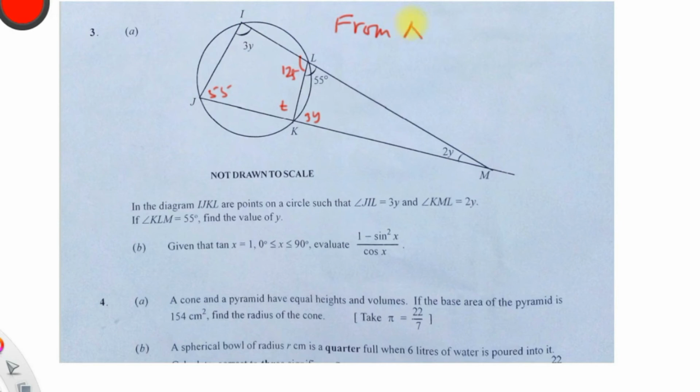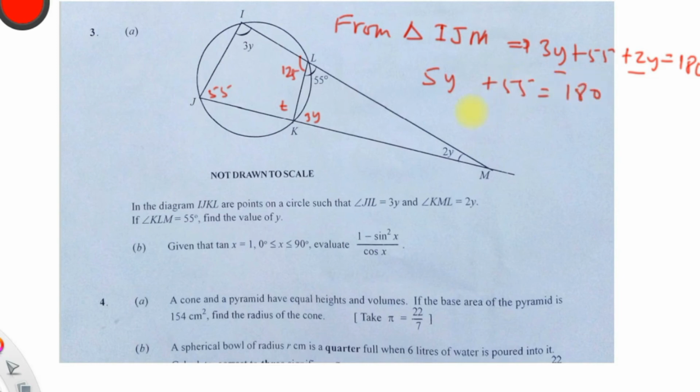From triangle IGM, it implies that 3y plus 55 plus 2y is equal to 180 degrees. So 3y plus 2y gives you 5y. That implies 5y plus 55 is equal to 180 degrees. So 5y is equal to 180 minus 55.